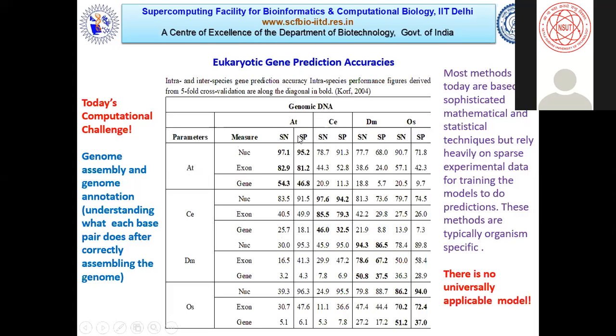And the sensitivity, your accuracy, drops if you cross the organism, if you go to another organism. That's the major challenge people are facing. Especially with the availability of the new next gen sequencing methodologies, the NGS technologies, what are the challenges? How do you assemble a genome? Then how do you annotate it? How do you understand the role of each and every base pair?